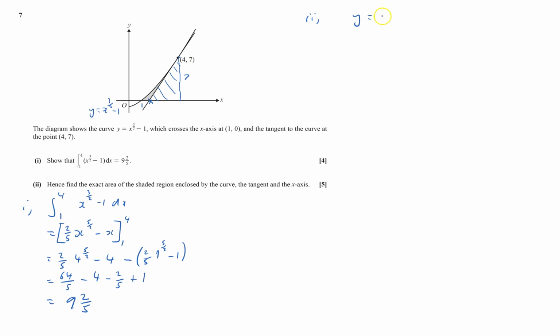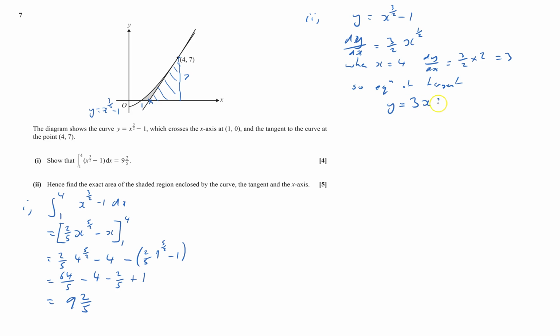So I've got y equals x to the 3 over 2 minus 1. I need to know what dy by dx equals, so that'll be 3 over 2 x to the power of, decreasing it, so that's 1.5, that'll go down to a half. And I want to know, when x equals 4, dy by dx equals 3 over 2 times the square root of 4, which is 2, which equals 3. So the equation of the tangent is y equals mx plus c, so it's 3x plus c.